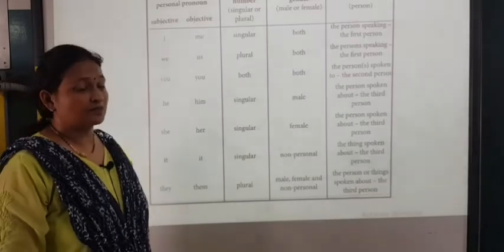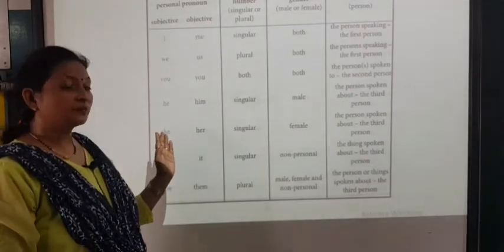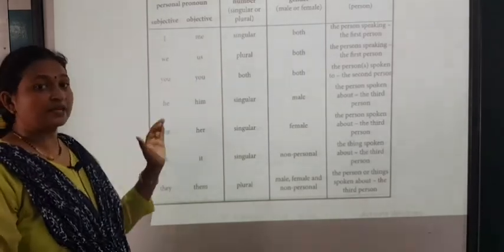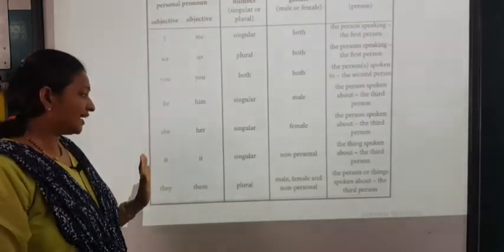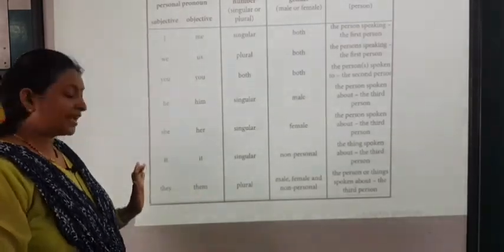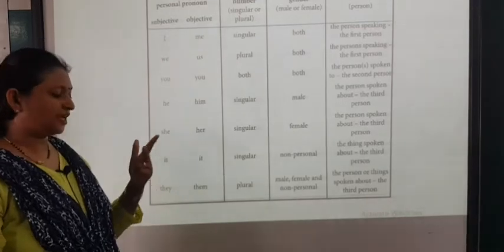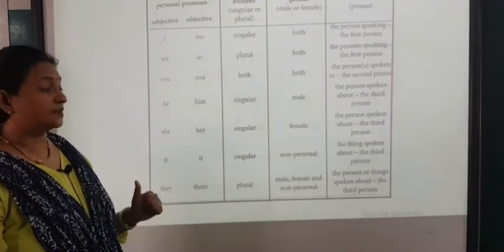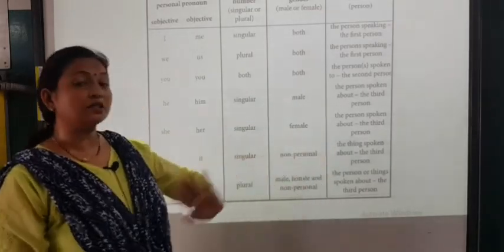Now comes third person. In third person we have he, subject, so object क्या है? Him. She subject, her is object. It subject and object is it only. They, them. Now he, she, it and they is what? Third person. So that's what it's written. These are all third person.